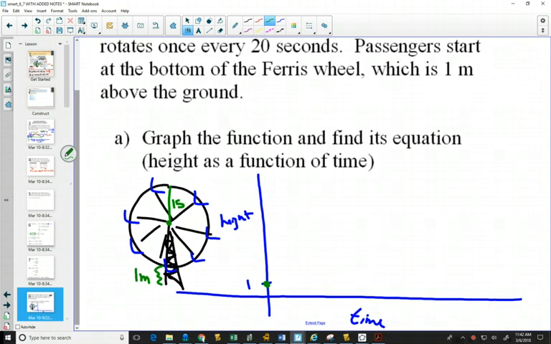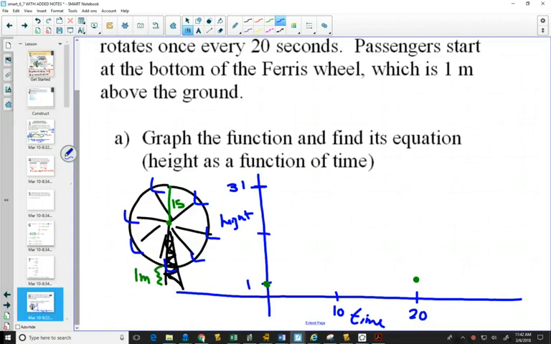If it takes 20 seconds to go all the way around, if I mark 20 here, I know that 20 seconds later, I'm going to be back all the way around. How high am I going to be at 10 seconds? Right here. 10 seconds is half the time. I'm going to be right at the top of the Ferris wheel. How high is that going to be? 31. Because our radius is 15, so our diameter will be 30. We're already 1 above the ground, so at 30 above 1 will get you to 31.